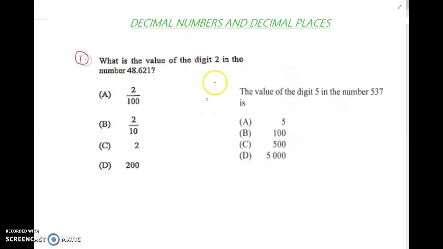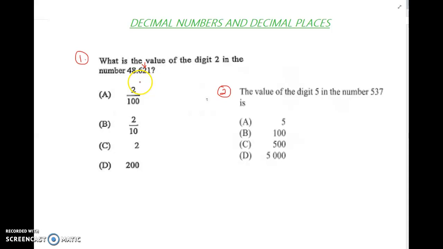I'm just going to label this one number 1, number 2. These two questions are from two separate CSEC past paper questions. I think the first one is from June 2017, and number 2 is from another one. So let's look at the first one. What is the value of the digit 2 in the number 48.621? So I want to know the value of that 2 there.